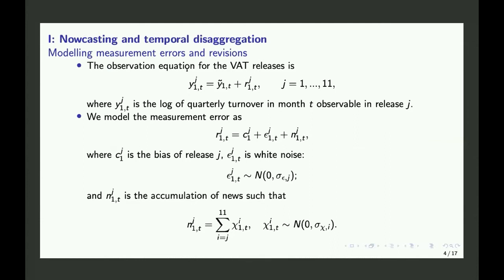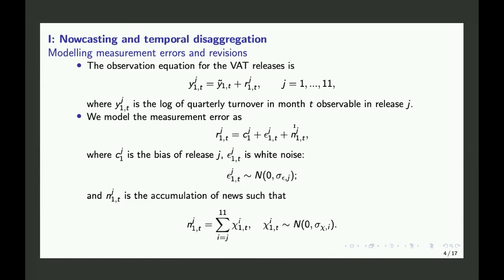So that's the equation for the VAT data. J represents the release and Y tilde is the signal, what we interpret as the clean turnover, and RT is a measurement error. What we do is split the measurement error between a bias, which is specific to each vintage, white noise error, which is also specific to each vintage, and then what we call news. News is the accumulation of errors across vintages.